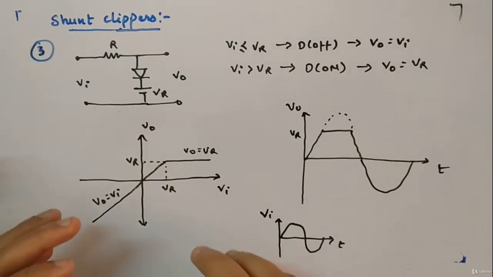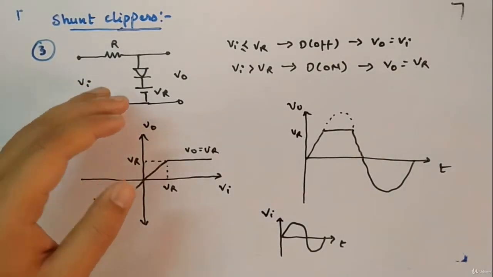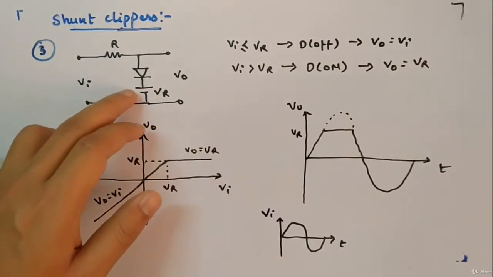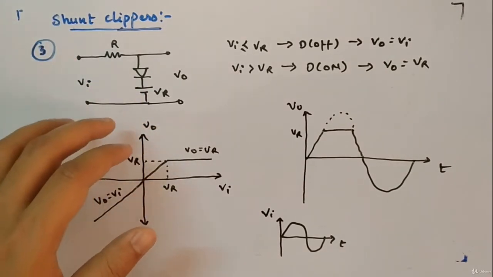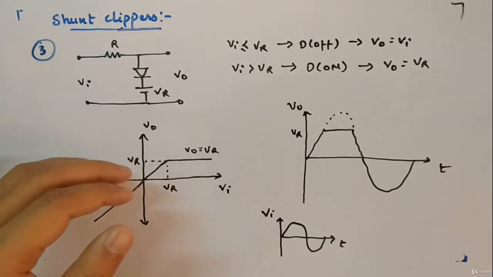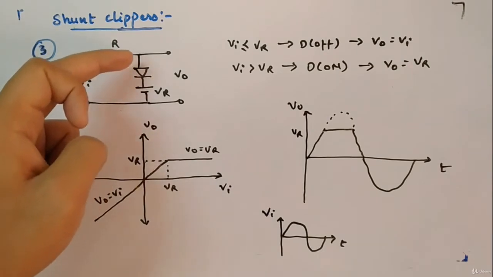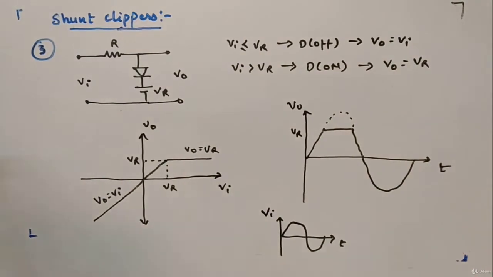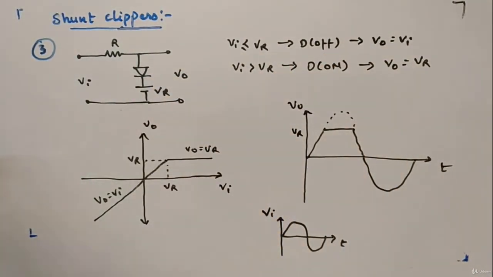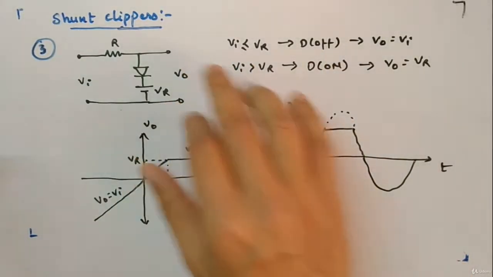Okay, let's look at model number 3. Here I've only made a difference by putting a battery of value VR in this circuit. Rest everything is the same as model number 1. So you can see what difference it will create: when Vi is less than or equal to VR, the diode will be off because P is less than N, and if the diode is off, this whole branch will disappear and Vi will be equal to V0.